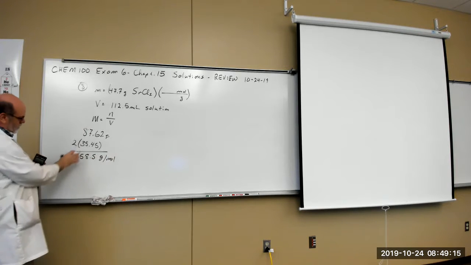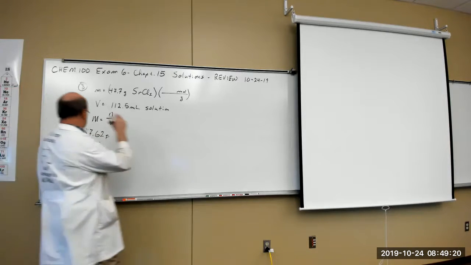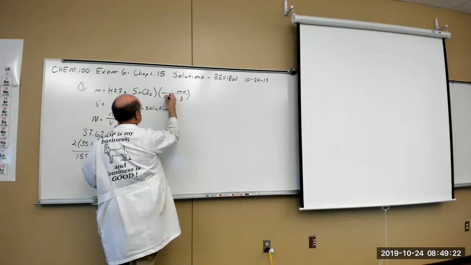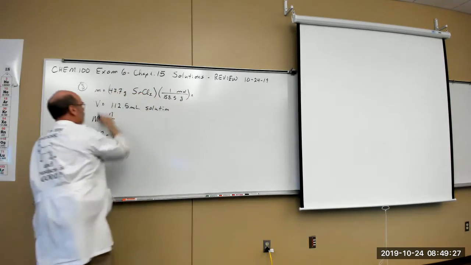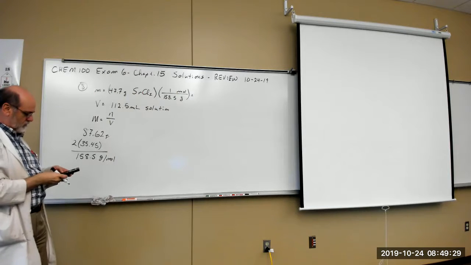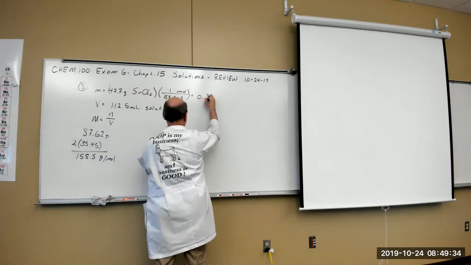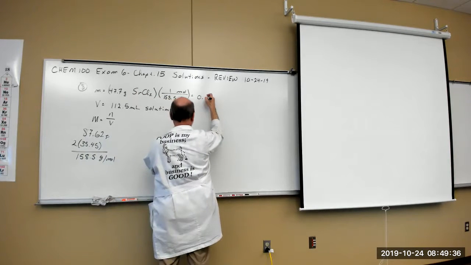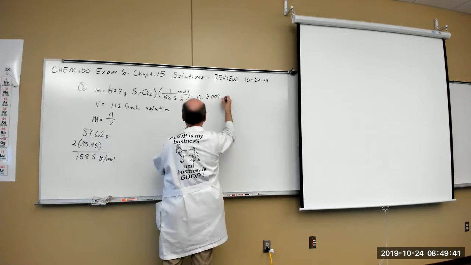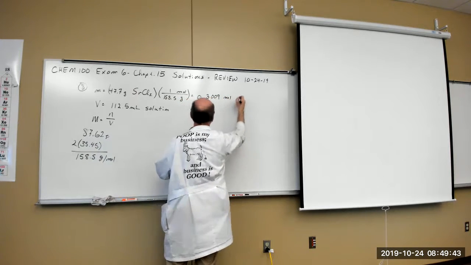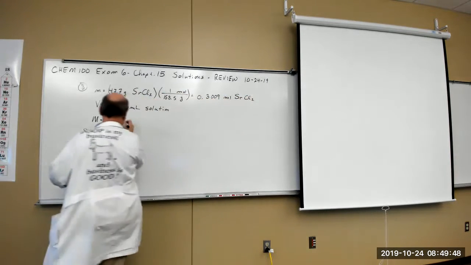It looks reasonable. This is about 70, and that's about 80, so 150. So we'll put this in here, 58.5, and then we divide that number into 47.7. And I get 0.3009 moles of strontium chloride. Now we can fill our terms in.